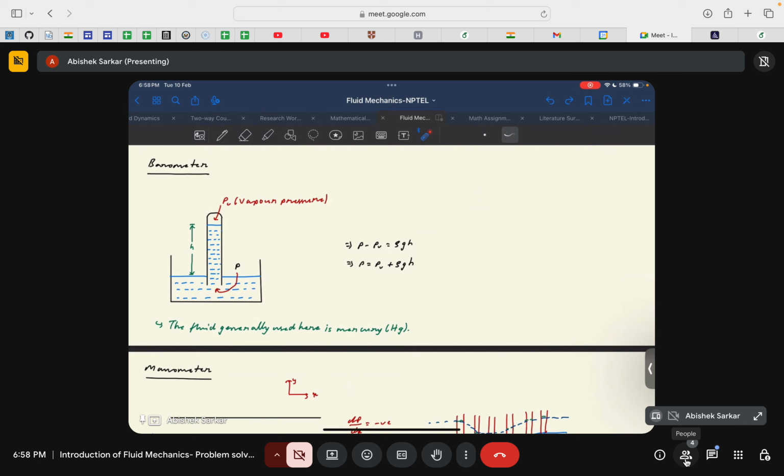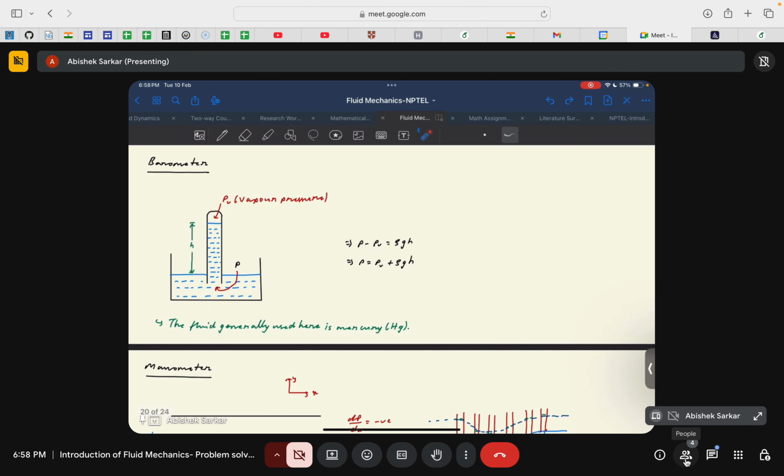For example, if you want to measure the atmospheric pressure P outside, and if you know the vapor pressure inside, that again is basically dependent on the type of fluid. Any kind of fluid, for example water, will have a certain vapor pressure at a particular temperature, and mercury will also have a certain vapor pressure at a particular temperature. Depending on that, if you know the fluid and its vapor pressure, then you can easily evaluate the atmospheric pressure.